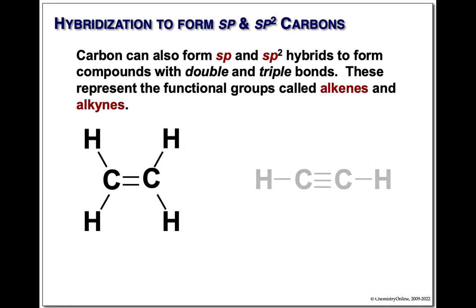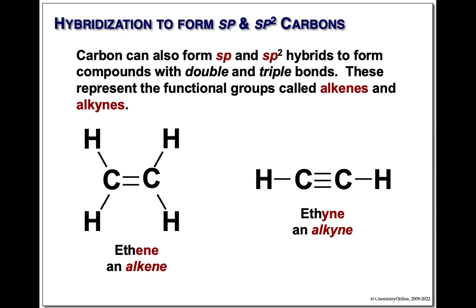Other functional groups that we just saw: when we have a carbon-carbon double bond, we call that an alkene, E-N-E. This is ethene. It has 2 carbons. This is ethyne. It has 2 carbons but has a triple bond, not the double bond. Again, these are examples of functional groups.